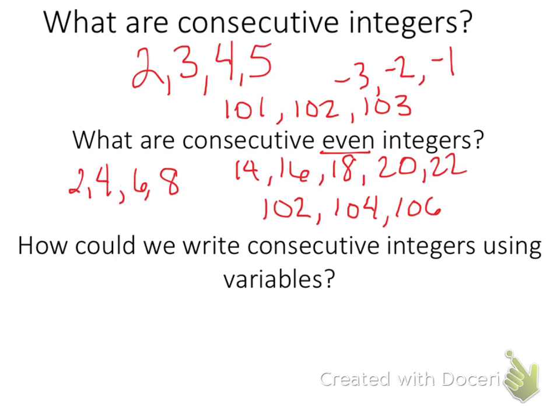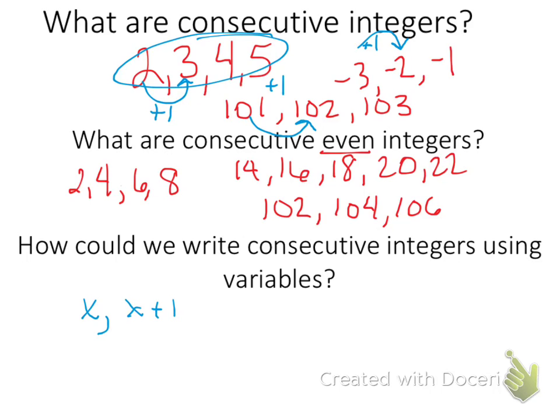So how could we write consecutive integers using variables? Let's start with just consecutive integers, not fancy even ones or odd ones. Consecutive integers using a variable. So the first integer is going to be x. What is the next integer going to be? Well, if you look at the relationship between the first and the second integer each time, you notice that it's one more. We're just adding one more. So the second integer can be written as x plus 1.